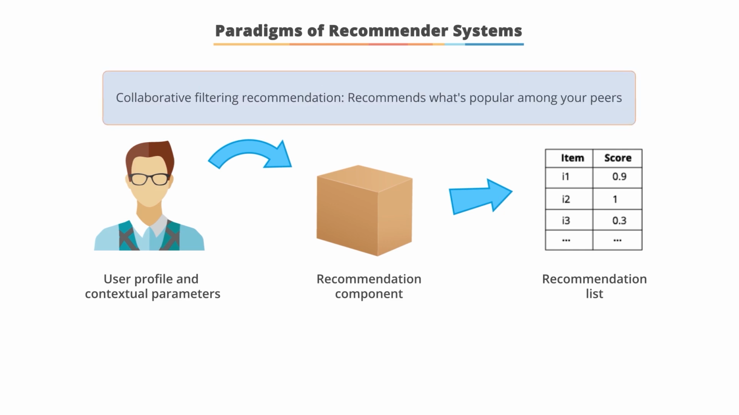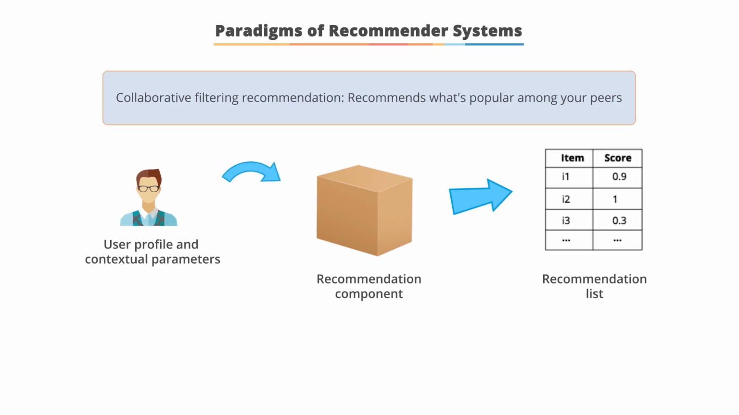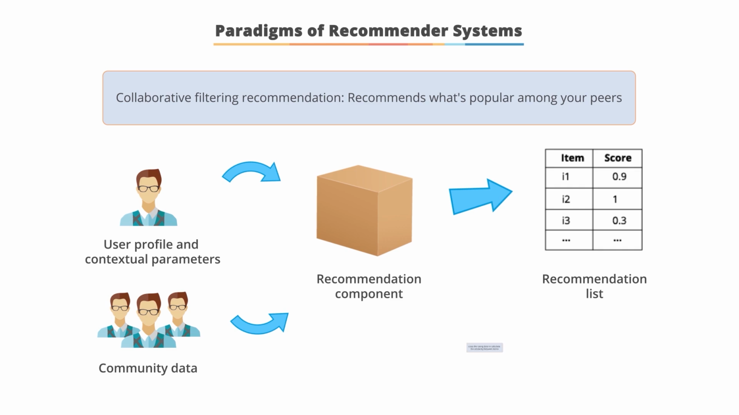Now, let's understand how a recommendation system finds what's popular among your peers. Collaborative filtering recommendation algorithm uses the rating data to calculate the similarity between items. It does not consider the semantic relationship between different items.